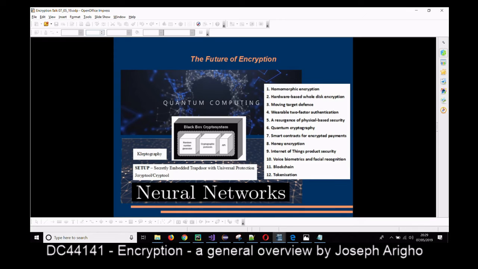So obviously a lot of people are working quite hard on that. So you've got smart contracts for encrypted payments, which, if I recall, is basically the use of blockchain technology is what we're talking about here.